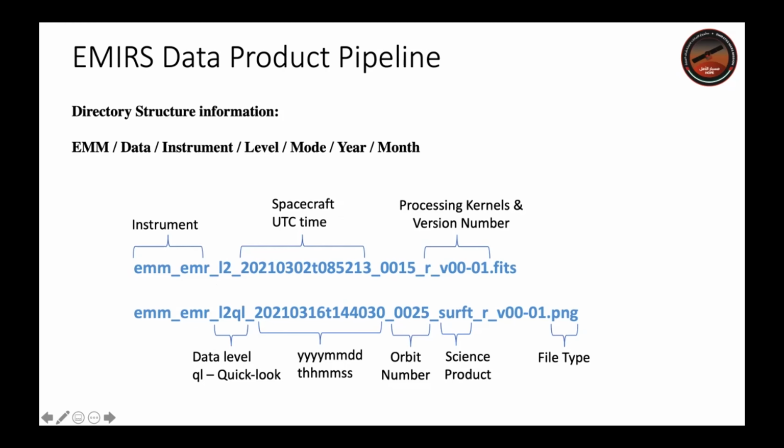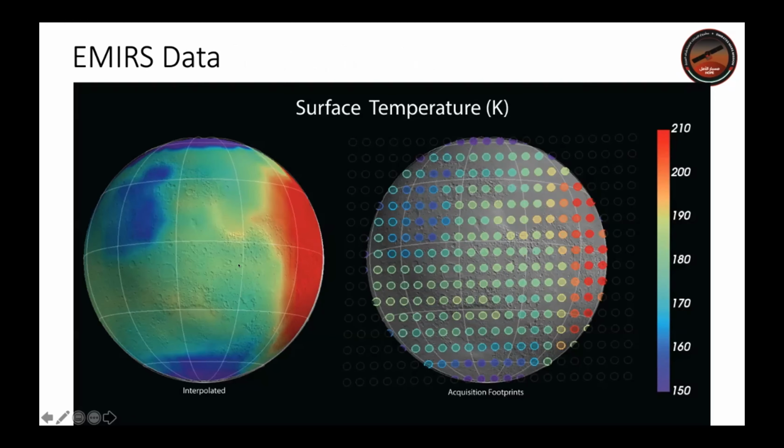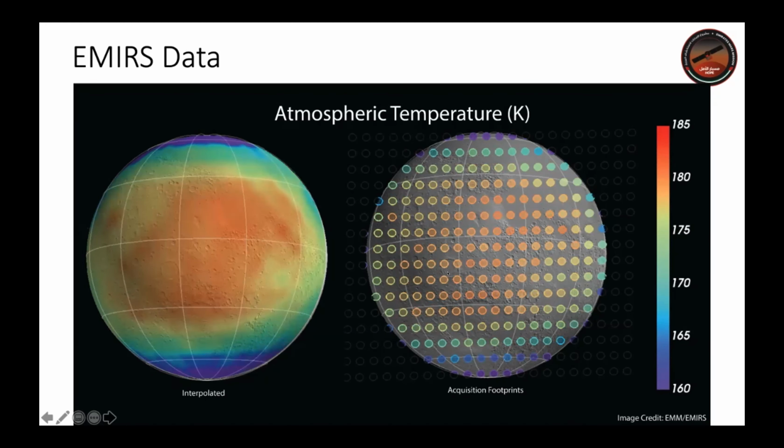And here's an example of what those quick look products would look like. So here's the interpolated version, and here's the data as the instrument acquired it. And here's again another version of the surface temperature. And this is actually just for fun. This is the first image that EMIRS took of Mars. So it's pretty fantastic to see this.